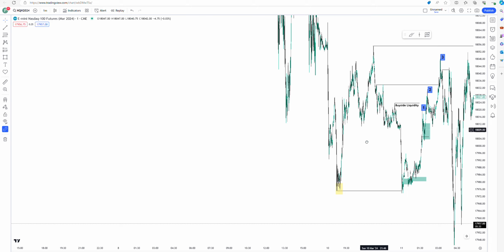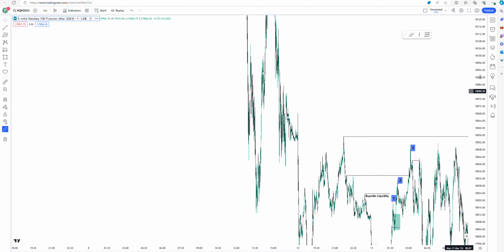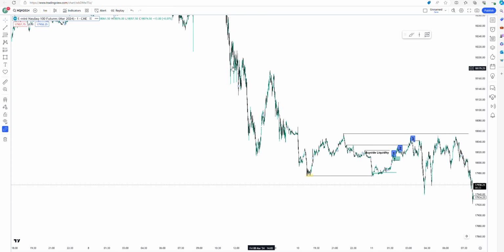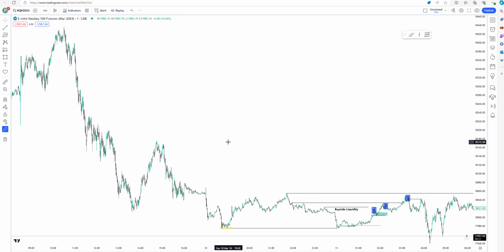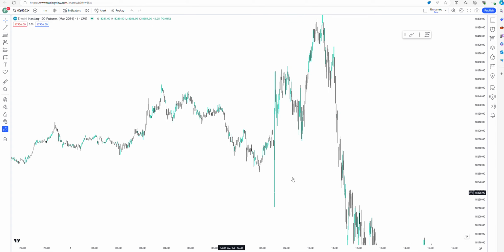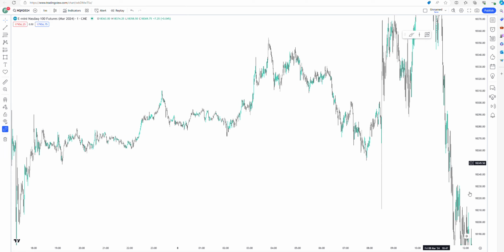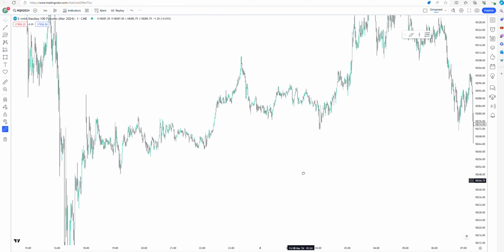Let's just go back, obviously, because that's Monday. Let's go back to Friday's session and see how many times in the last week we actually respected this model. So let's have a bit of a look. Let's go back. This here is Friday, and let's do the same kind of thing. Let's map out the Asian session range.